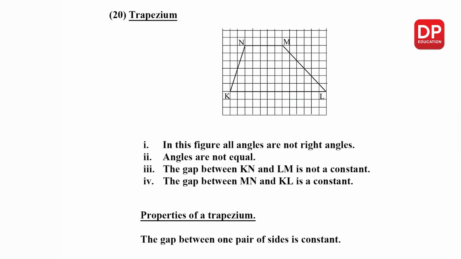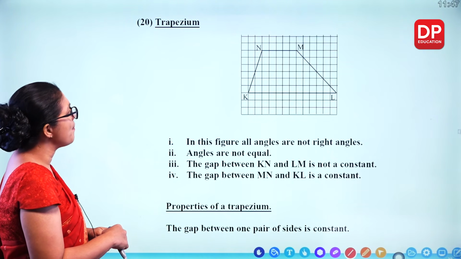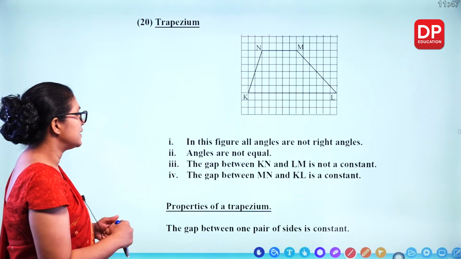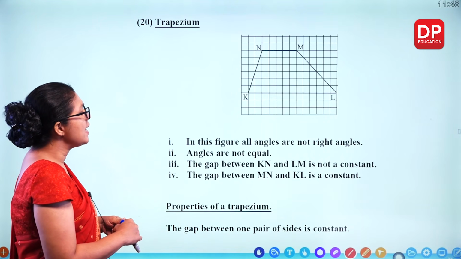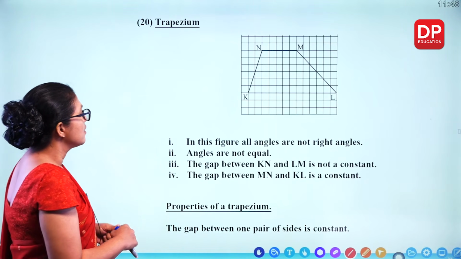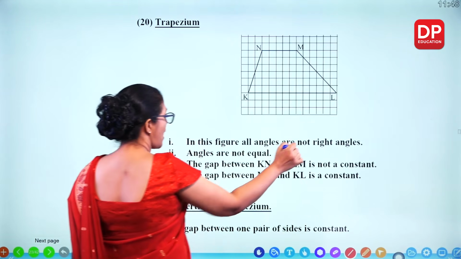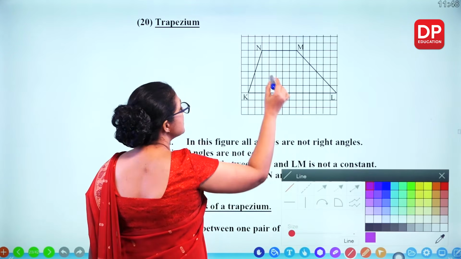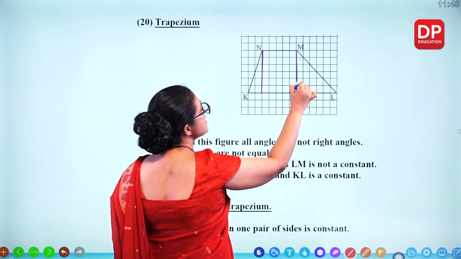Trapezium, another type of quadrilateral. Look at trapezium KLMN. In this figure, all angles are not right angles. Angles are not equal. And the gap between KN and LM is not a constant. But when you take MN and KL, the gap is the same. So this gap and this gap are the same.